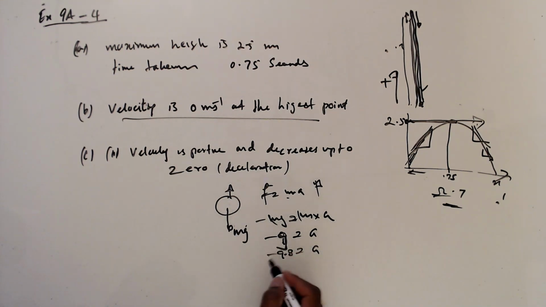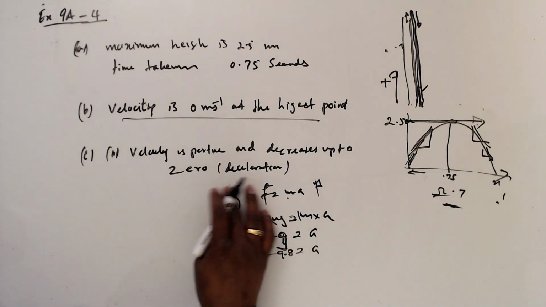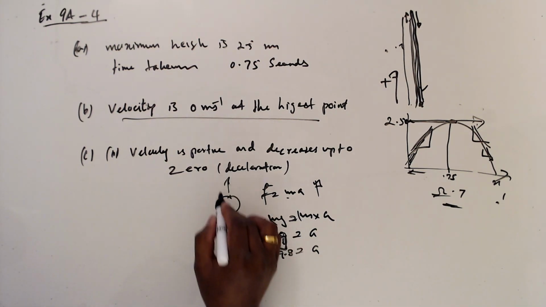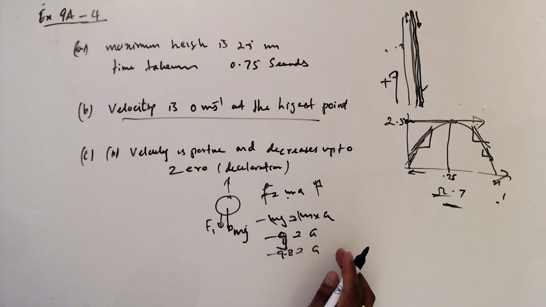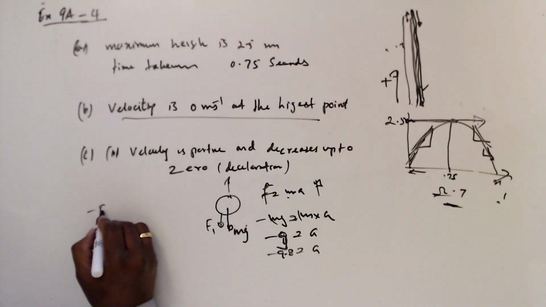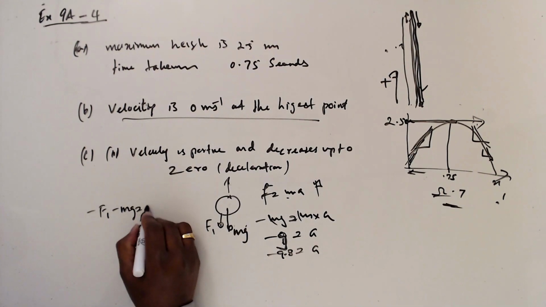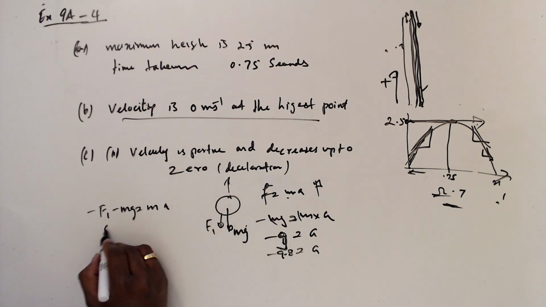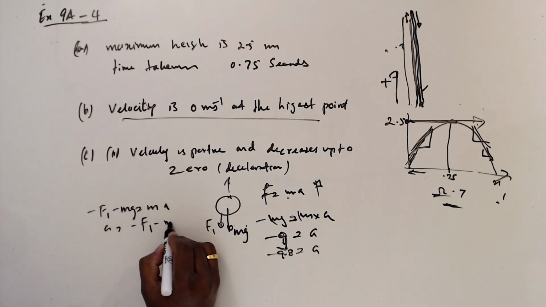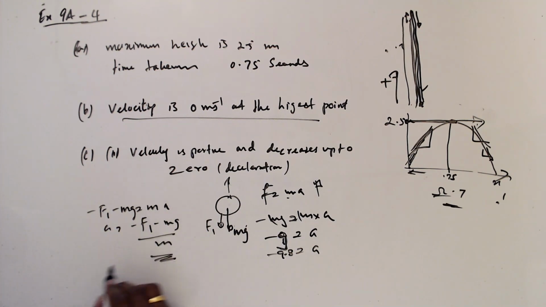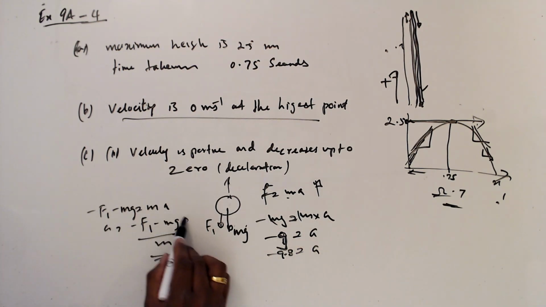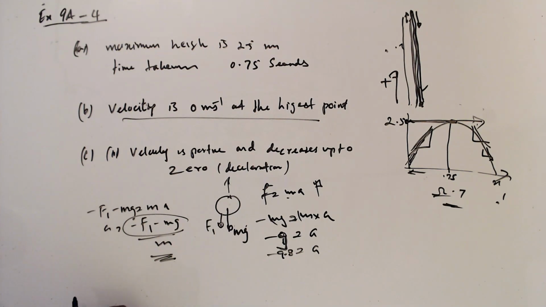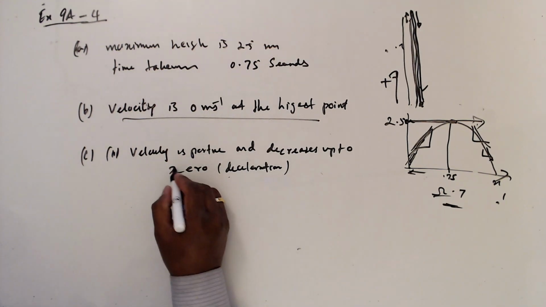If we consider the air resistance, this may be a bit different. For example, when the ball goes up, the air resistance acts downward, let's say F1. Then there are two forces now. Minus F1 minus mg equals m times a. Then a equals minus F1 minus mg divided by m. So that deceleration should be more, because this value is getting larger.